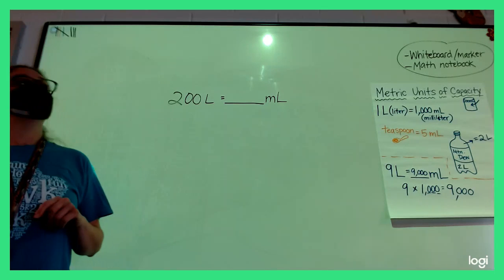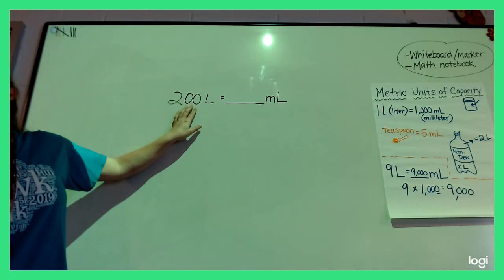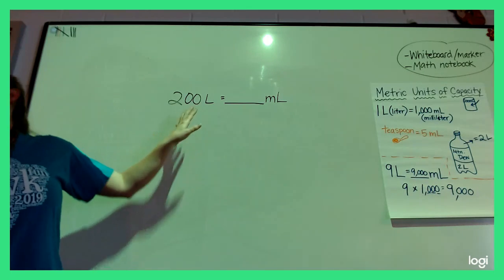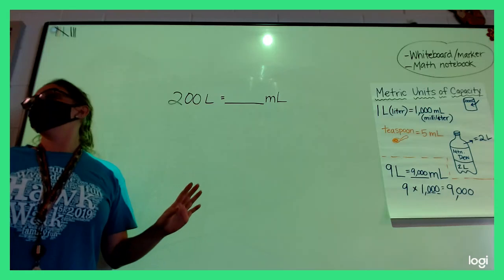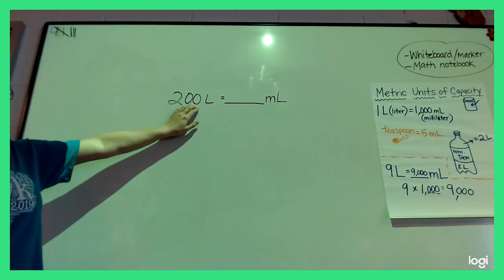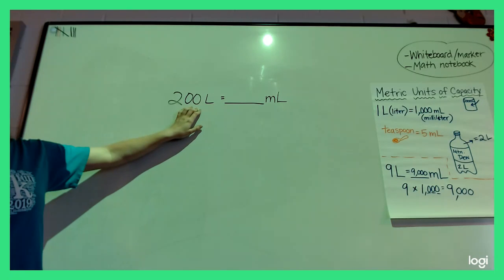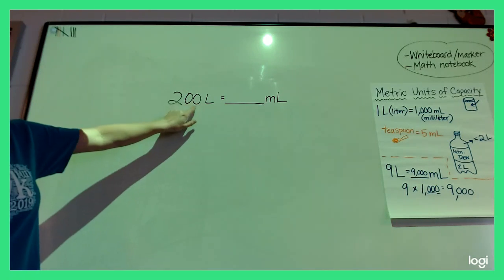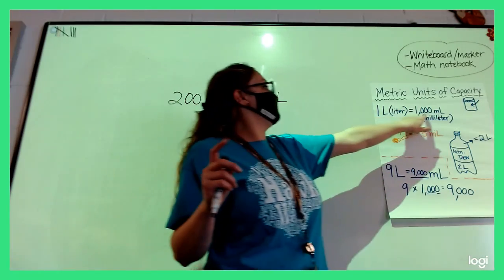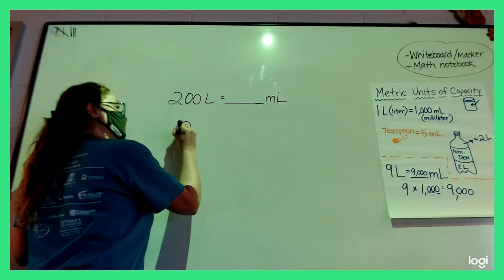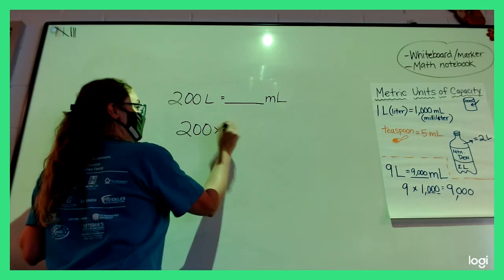Did you mean the 200? Don't do any zero tricks till we write a problem. So we need to divide or multiply 200 by what? 200 times 1,000. Yep. So we have 200 liters. We know that 1 liter has 1,000 milliliters, but we have 200 of them. So we need 200 groups of 1,000.